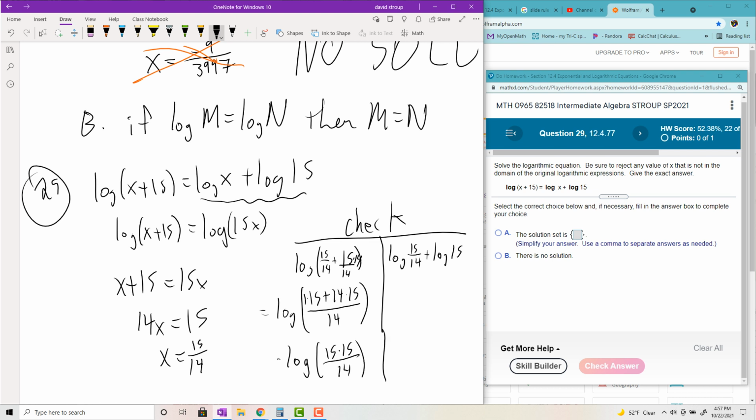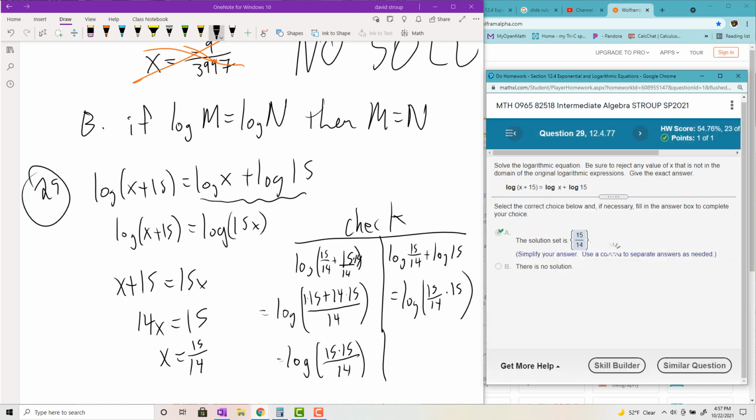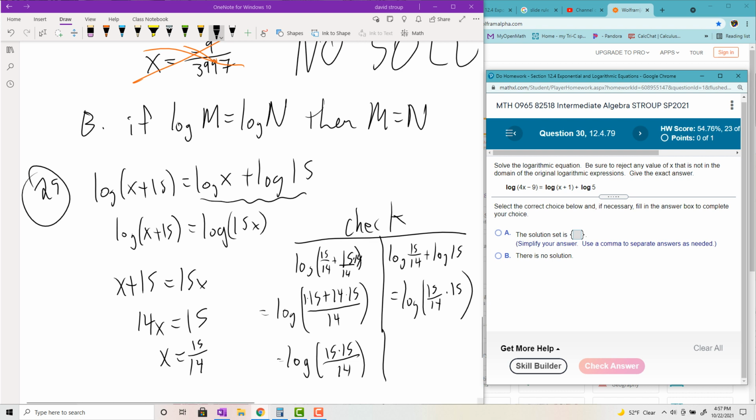And why did I do it that way? It's because on the right side, if you just use the product rule, you're going to get 15 over 14 times 15. And those are then the same, so it works. Alrighty then. Do one more maybe.